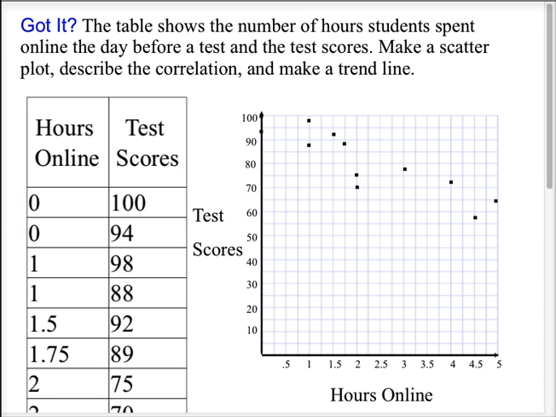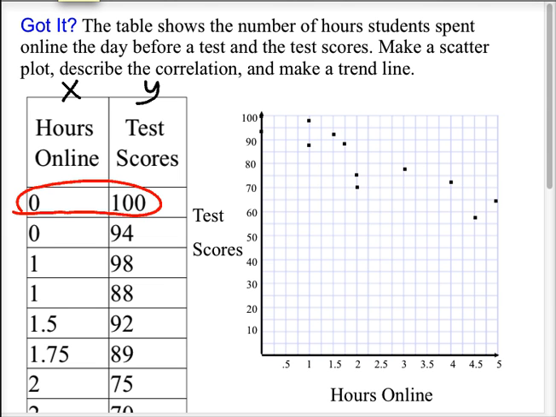So hours online, we're saying, is the independent variable, our X, and we want to use it to predict test scores, so the Y values. Just again, this point right here, (0, 100), would be that point right there. So take a moment, pause the video please, and once you're finished, restart it so you can keep watching after you've plotted all those points.